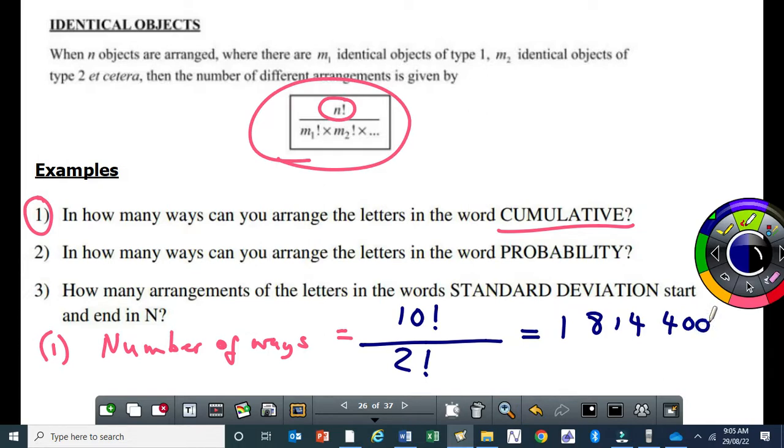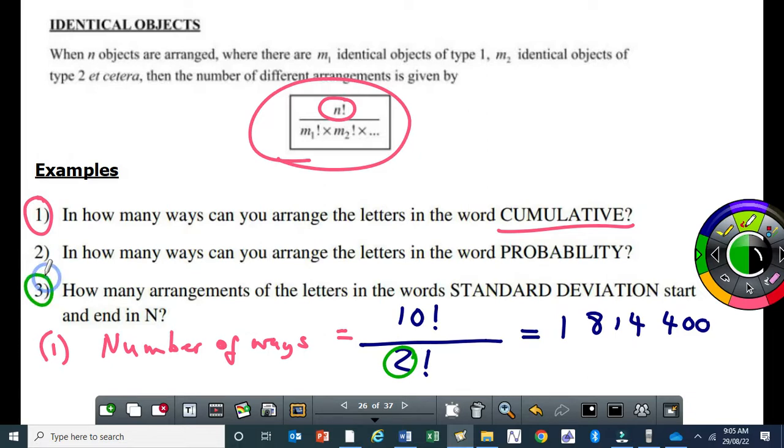So these two here are the number of U's that are identical. In this case we only have one letter which has an identical letter to it, so we just divide by its factorial. Now let's try number 3.